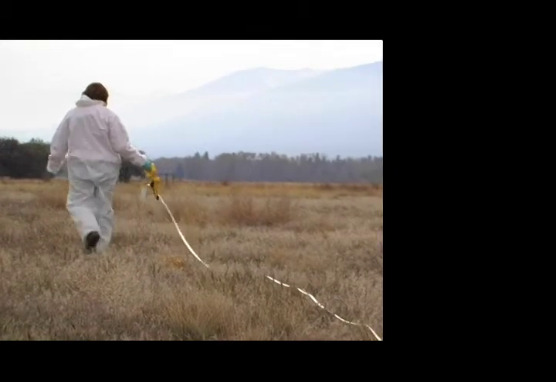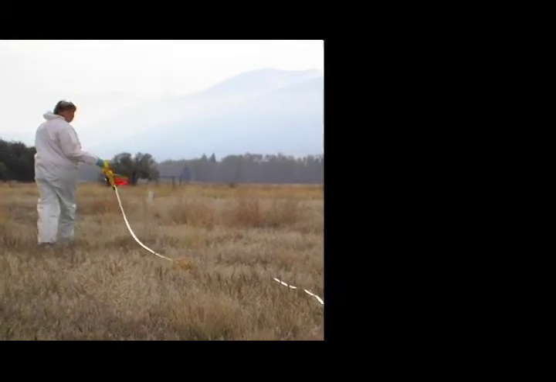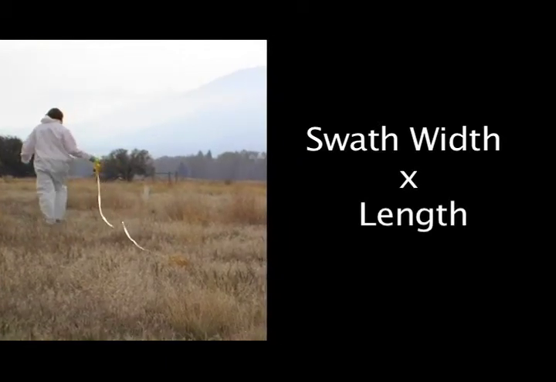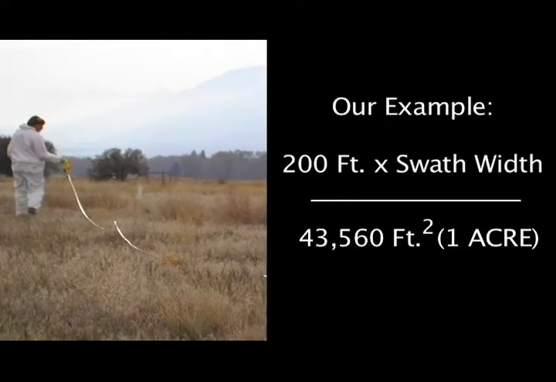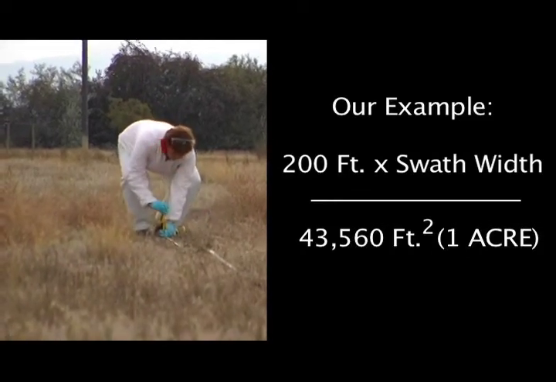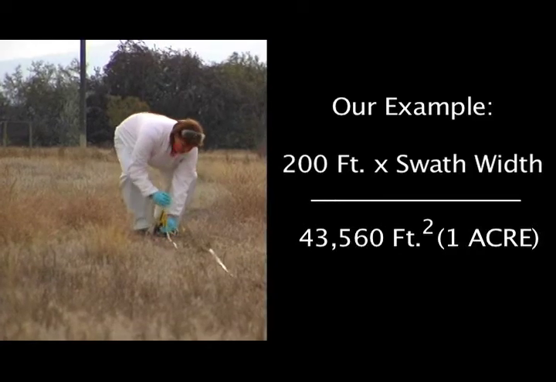To determine the area of your test strip in acres, multiply the swath width in feet by the length and convert to acres. 200 feet times the swath width divided by 43,560, the number of square feet in an acre.